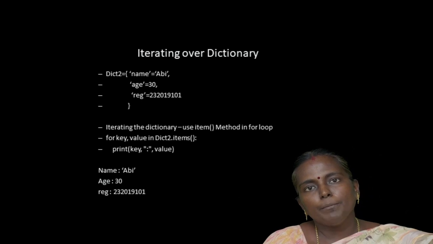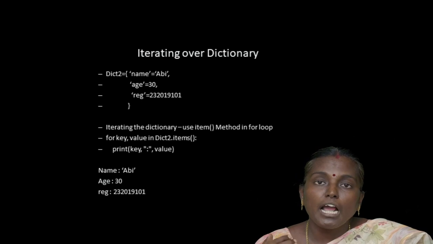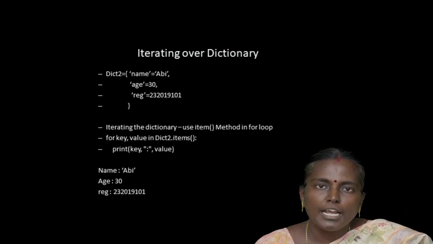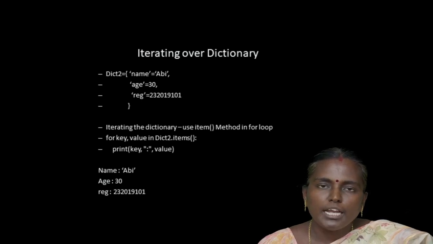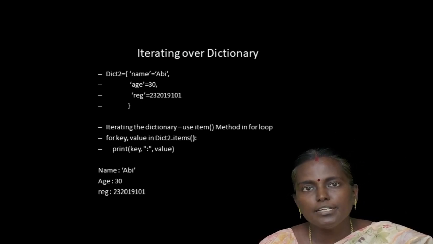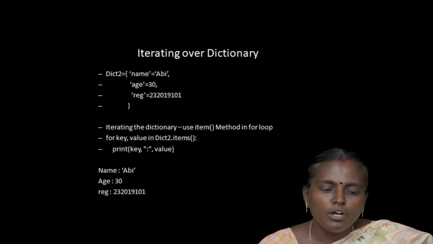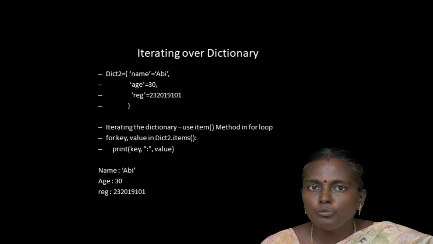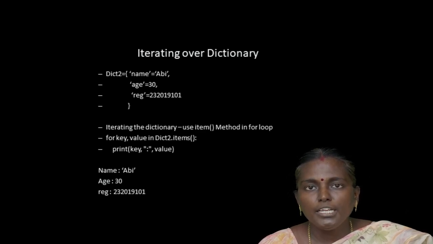Next, I have created a dictionary, I have modified it, and I have accessed its values. How can I iterate throughout that dictionary? This iterating could be done with the items method. This iteration will help us to print each and every key value pair of a dictionary. Since we have to iterate throughout the dictionary, I am going to use a for loop. How could I do it? For key comma value in dict2 dot items. This items function will help you to iterate over the dictionary one by one.